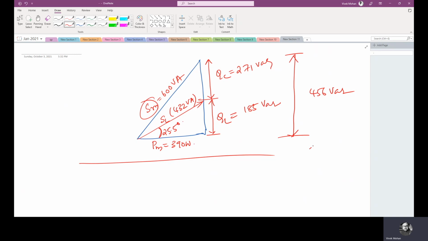Now, one more case we'll see where a system comprises several loads, multiple loads, motors with different power factors and all. We'll take a short break and continue with the concept of active and reactive power.